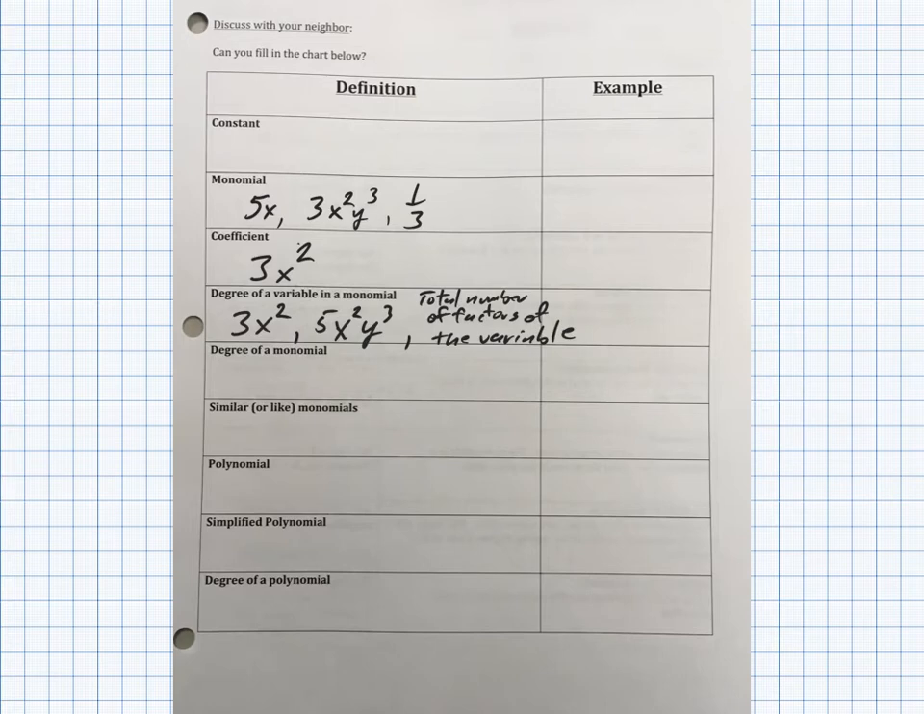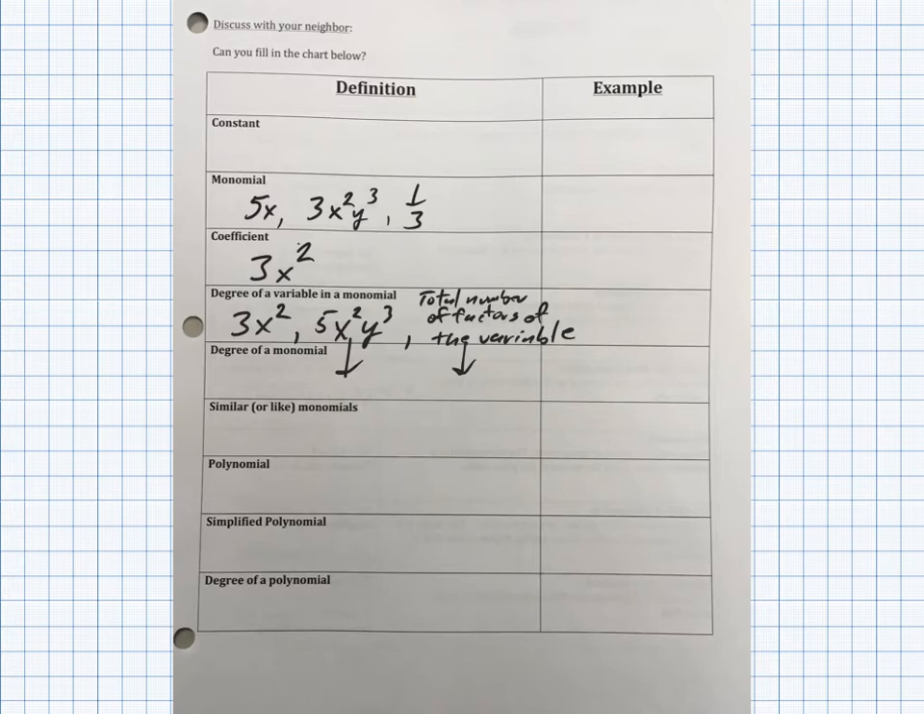Oh, they already had that. Degree of a variable in a monomial. I guess I think I jumped the gun. That's really what I want. Degree of the monomial would be the total number of factors of the variables, all right? If it's just one variable, though, it kind of makes sense that it's just the exponent of the variable.